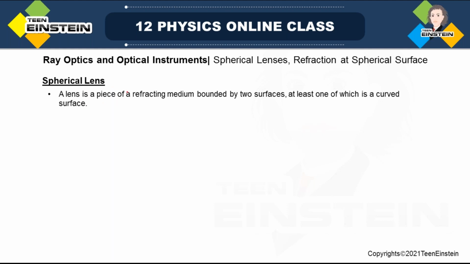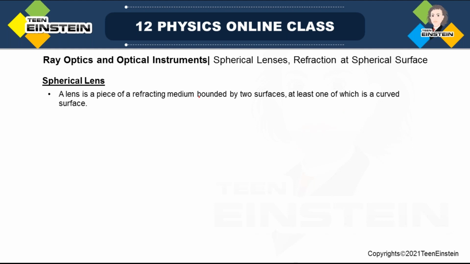So a spherical lens actually is a piece of refracting medium. It is a refracting medium bounded by two surfaces. And among those two surfaces, at least one has to be a curved surface, at least one has to be curved or a part of a sphere. Then we can say them as spherical lenses.